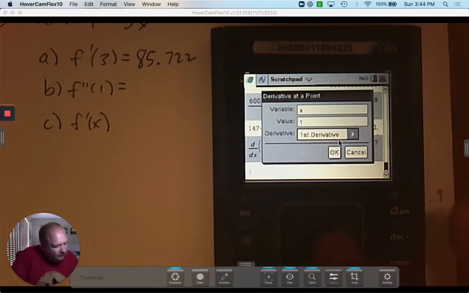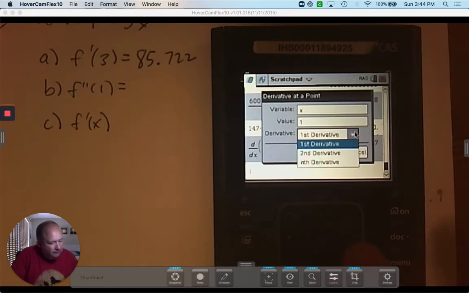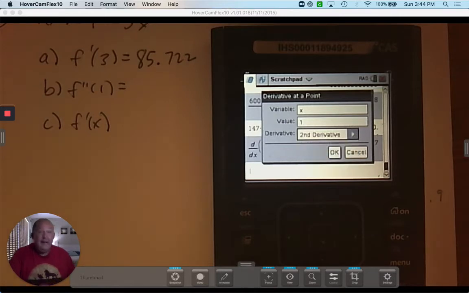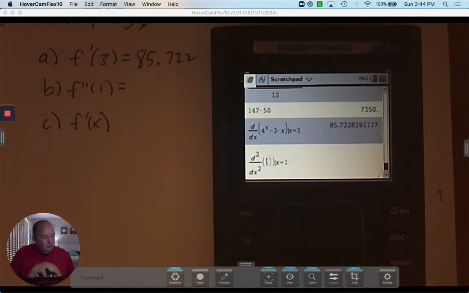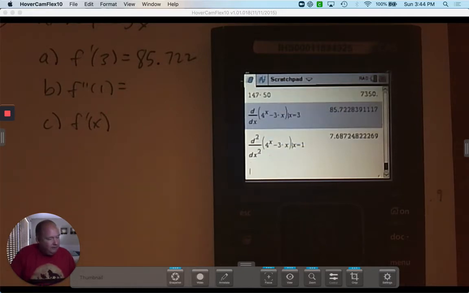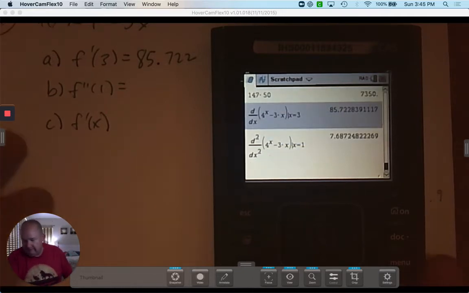Oh, let me use the arrow. There it is. Go down 1. Press Enter. Now we got second derivative. So I used the arrow pad and clicked on that right arrow, brought down the menu, second derivative, Enter. Now we're styling. So 4 to the x. Move the cursor. Subtract 3x. Control Enter, 7.687.